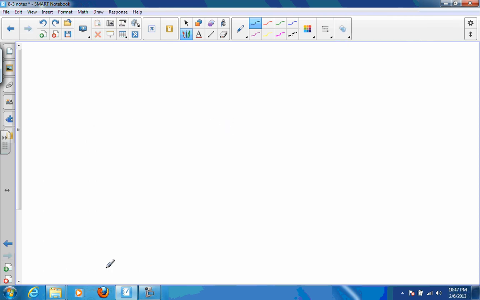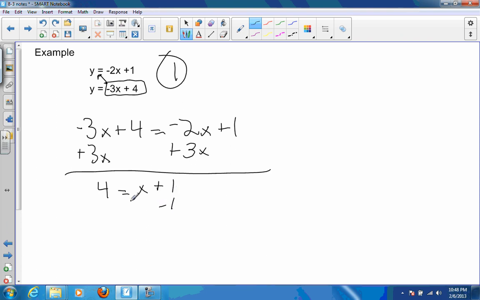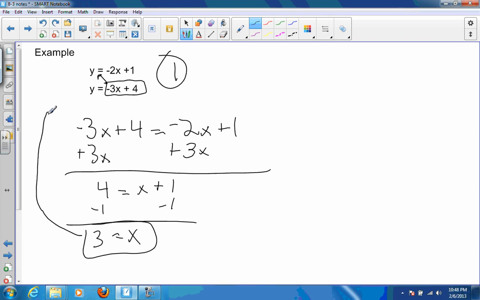Okay? And I want to have my x value be positive, so I'm going to add 3x to both sides, plus 3x, and that gives me 4 is equal to x plus 1. Subtracting 1 from both sides, I get 3 is equal to x. Take this, plug it back in to any of the equations. Now it doesn't make a difference. I'll plug it back in here.